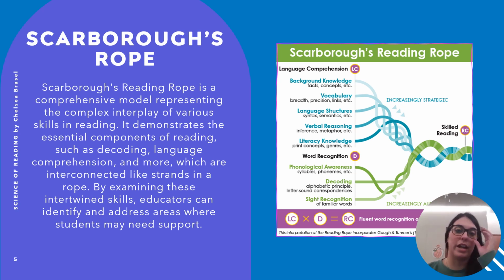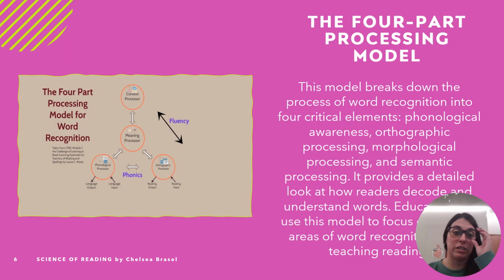Okay, and the next model I'm going to talk about is the 4-part processing model. It is for word recognition. So the first stage is called orthographic analysis, and this is where individuals analyze the visual features of the letters and their arrangement to recognize the words.